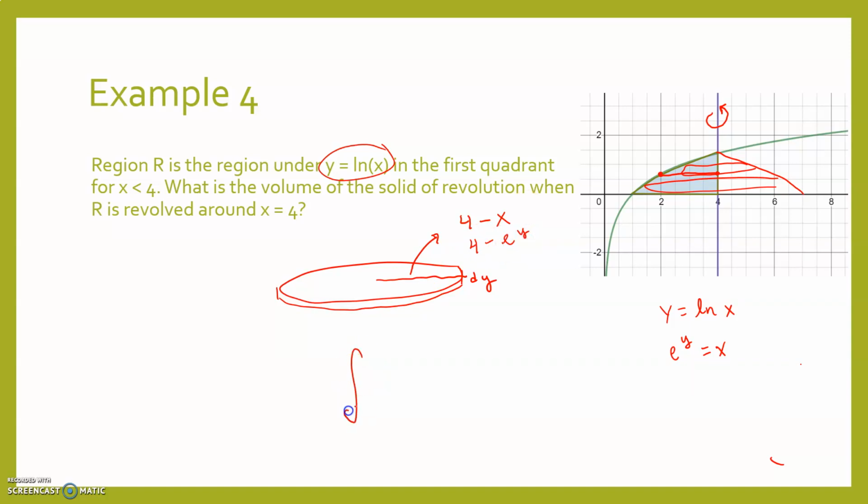We're going to integrate from, now we need some y coordinates, we're going to integrate from 0 to natural log of 4. Because this point right here is the point where x equals 4 crosses natural log of x, so that would be 4 comma natural log of 4. And so we're going to integrate pi times the radius squared. Oops, not just e to the y, it's 4 minus e to the y for this one.